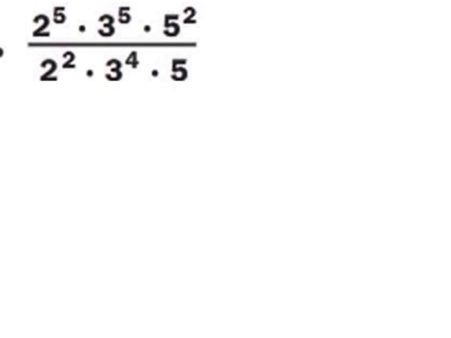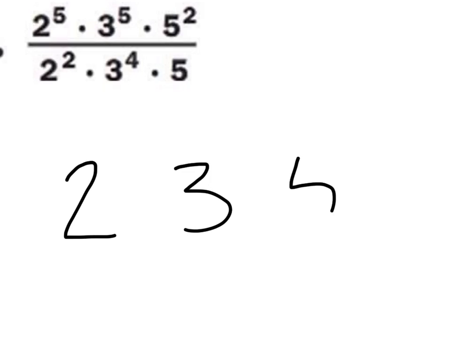What are my base values? 2, 3, and 5. Very good. So you multiply. If I look at the 2s, let's just split them up like this. It's going to be 2 to the power of 3.